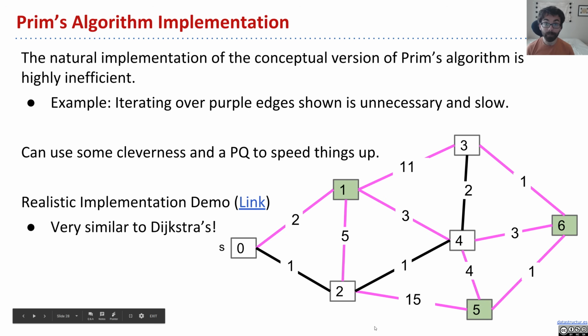Now there's a better approach, which I'm about to describe, which uses some cleverness and some data structures to make Prim's algorithm faster. We're not even going to talk about the runtime of the conceptual version because we didn't present it as a full algorithm. But suffice it to say, you could see that looking at a bunch of purple edges isn't going to be a great strategy because we're looking at them over and over again.